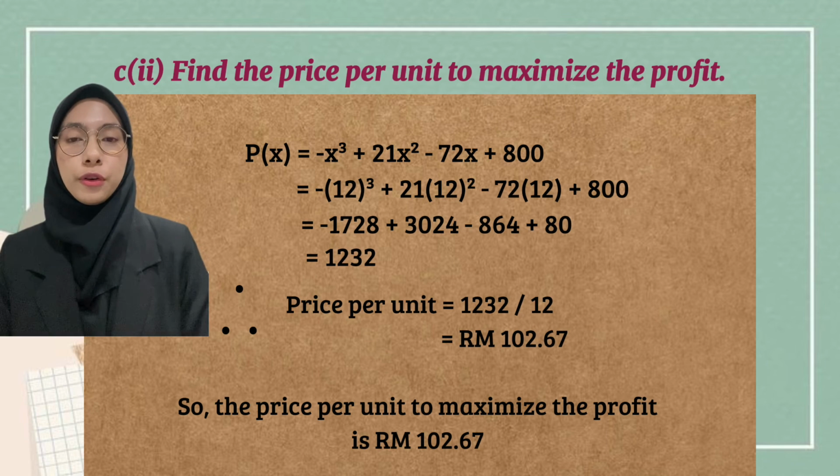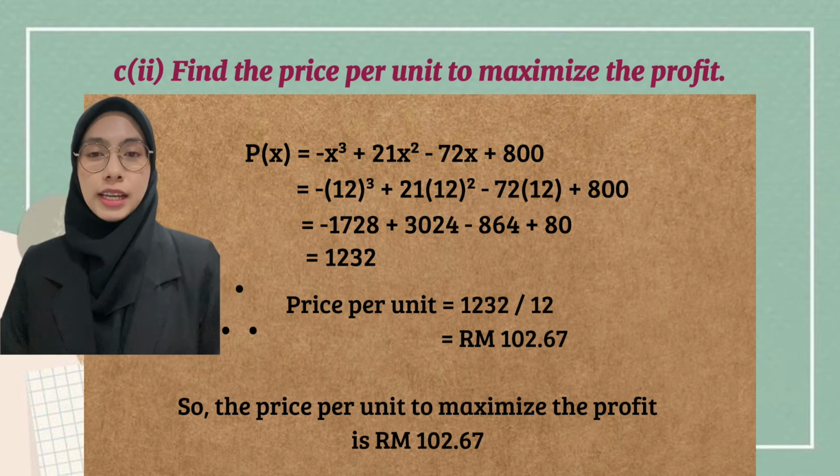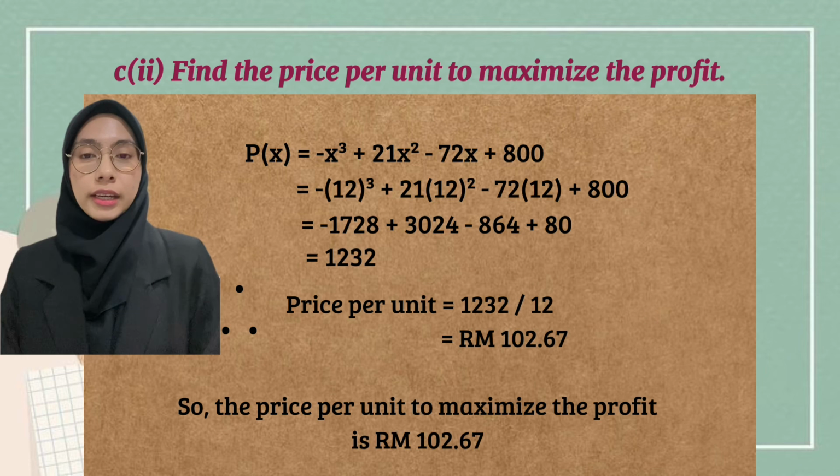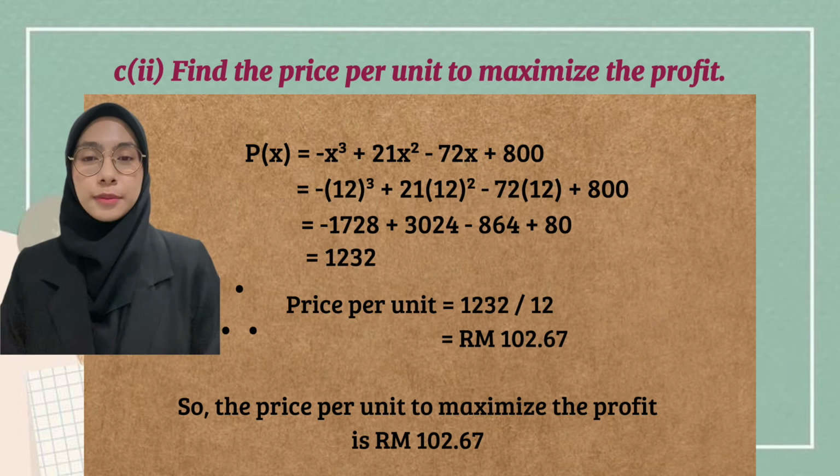First, we use the profit function and insert the value of the maximum level, which is 12, and we will get 1232. So to get the price per unit, we use the result of the profit function, which is 1232, and divide by 12, and then we will get 102.67. So the price per unit to maximize the profit is RM 102.67.